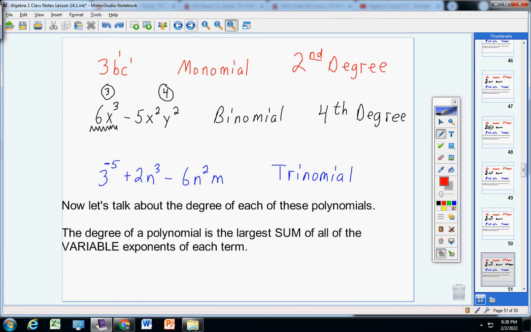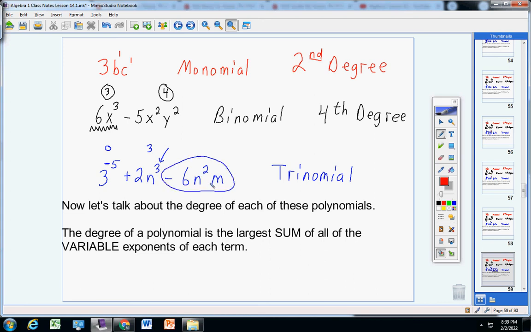Okay, so next problem. Let's look at this trinomial here. What is the degree? Well, let's see. My first term here has no exponents because remember, I am looking for variables and there's no variables here, so I have no exponents, so 0. Now, let's look at this term. I have one variable and the exponent is a 3, so my sum of all of my exponents is 3.